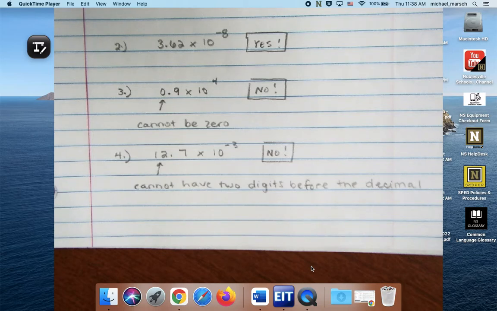Anybody have questions about how to tell if something is considered scientific notation form or not? Pretty straightforward, yeah?